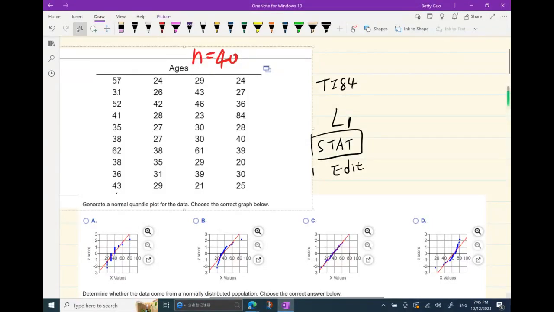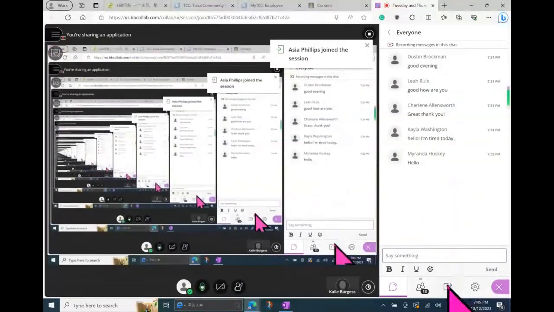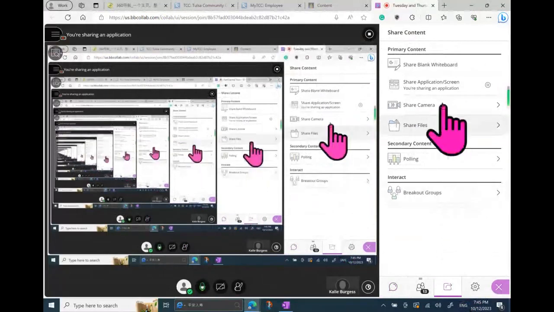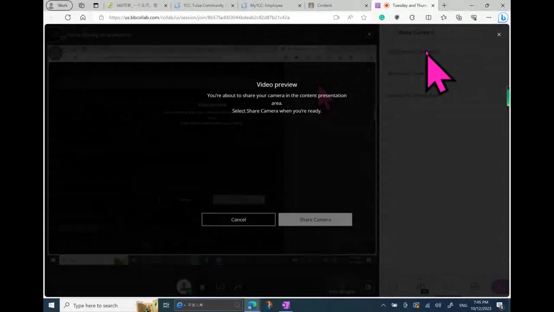Okay, I finished. You know what? Let me connect my document camera. I think I want to show it. Even this is troublesome for me. It's better that you see my calculator. I'm going to share my camera.